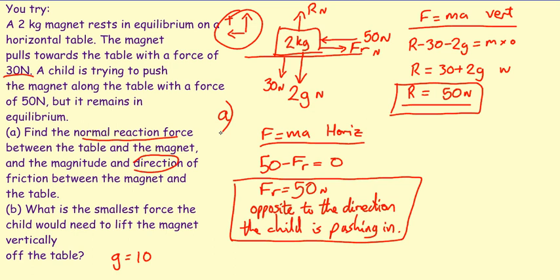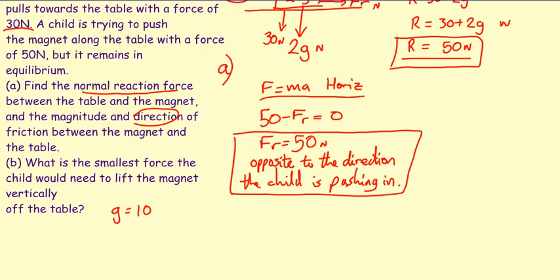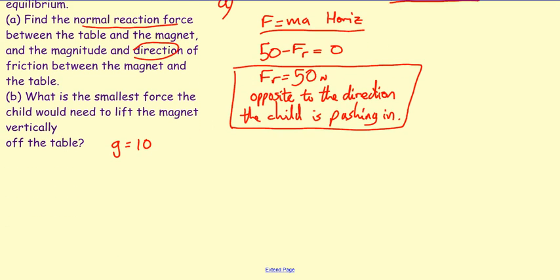It then asks, what's the smallest force that the child would need to lift the magnet vertically off the table? So here we're basically trying to answer a completely different question. We're going to need a new diagram. So let's do that down here. B. This time the child is pulling this magnet off the table, pulling it upwards. Okay, I'm going to label that as P. Okay, for pull.